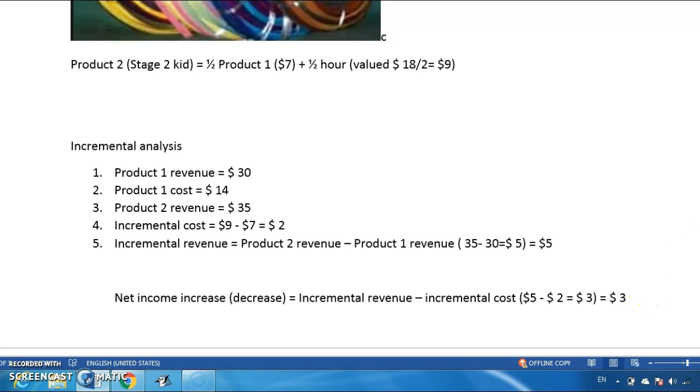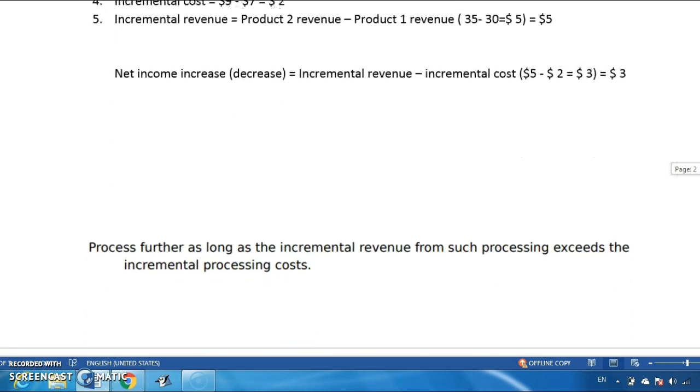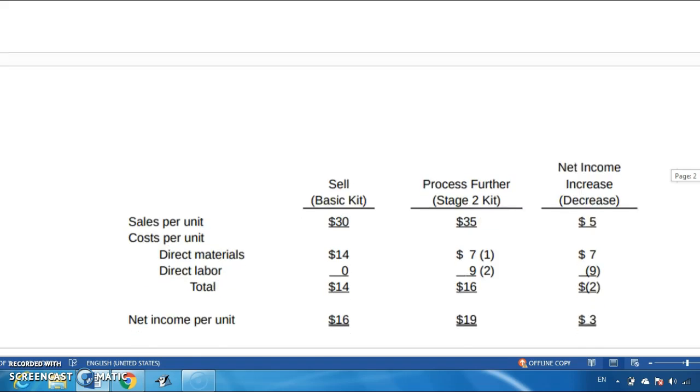If you look at the rule for sell as it is or process fodder, it says process fodder as long as the incremental revenue from such processing exceeds the incremental processing cost. Because our incremental revenue exceeds the incremental cost, she should process fodder because she will get more income, more profits. So this is it. But to make it simpler, we can look at it in tabular form.